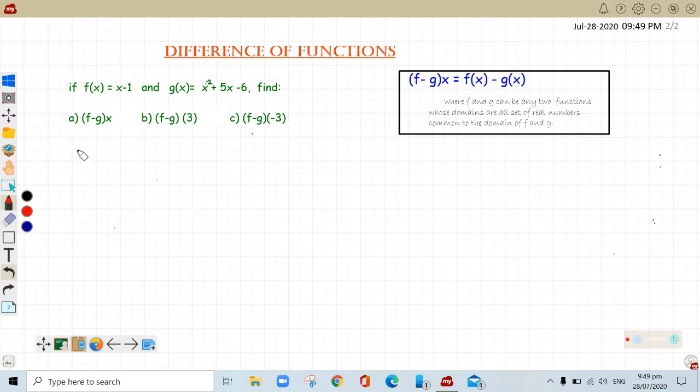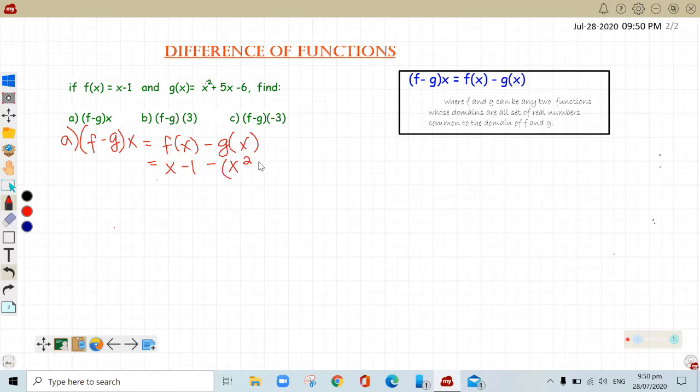So let us find what is (f minus g)(x) first. So let's write (f minus g)(x) is equal to f(x) minus g(x). Substituting the value of f(x), which is x minus 1, minus the value of g(x), which is x squared plus 5x minus 6. Simplifying this, we get x minus 1.